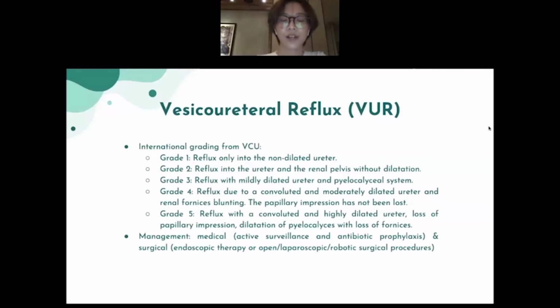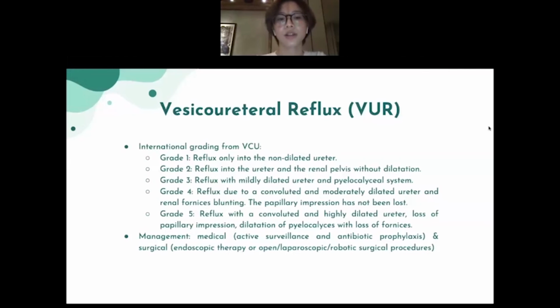There are 5 grades of vesicoureteral reflux. The first grade is reflux only into the non-dilated ureter. Grade 2 is characterized by reflux into the ureter and the renal pelvis without dilation. Grade 3 is characterized by reflux with a mildly dilated ureter and calyceal system. Grade 4 is characterized by reflux into a convoluted and moderately dilated ureter and renal fornices blunting. The papillary impression has not been lost.